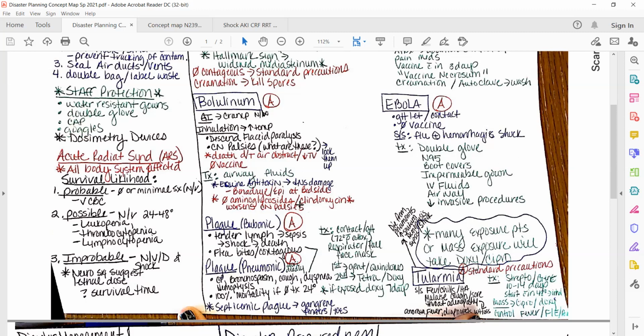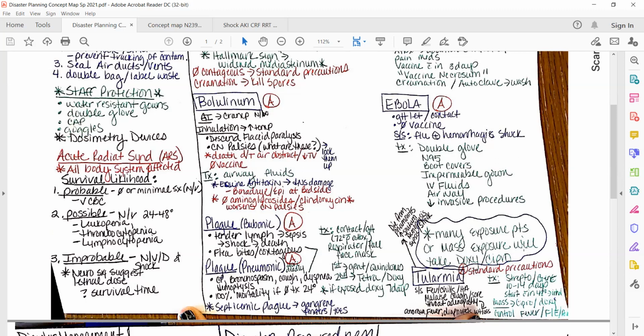Ebola, it's droplet and contact, no vaccine. So flu-like symptoms plus hemorrhagic shock. These patients need double gloves with an N95, boot covers and an impermeable gown, and decreased invasive procedures. I want you to see how I have this highlighted here. Many patients that are exposed, or a mass exposure, will take doxy and Cipro. So if you get any type of question or a situation where they talk about mass casualty exposure, you should be thinking Cipro and doxy, Cipro and doxy.